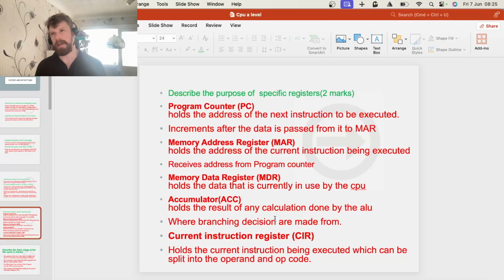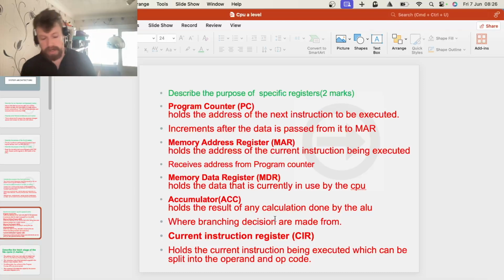The other one is input and output devices. Inputs and outputs come from the accumulator. The current instruction register splits into operand and opcode. If they wanted a second mark for the memory data register, I would say that the CPU fetches the data from main memory and brings it back to the CPU and stores it in the MDR.